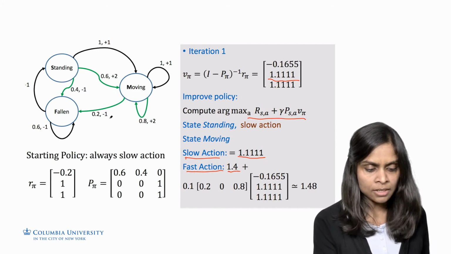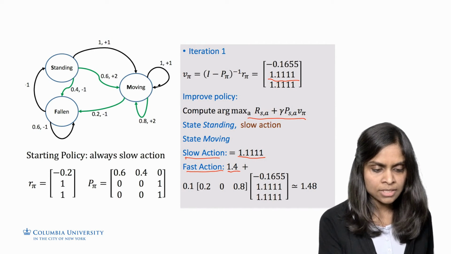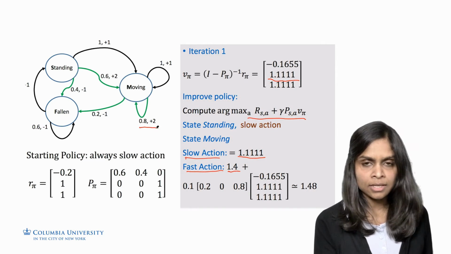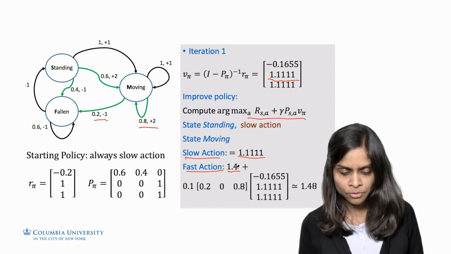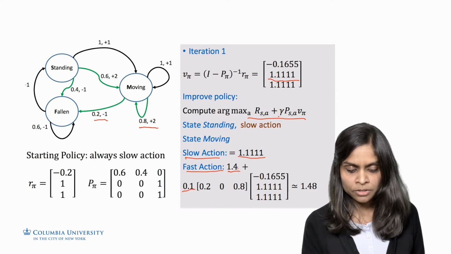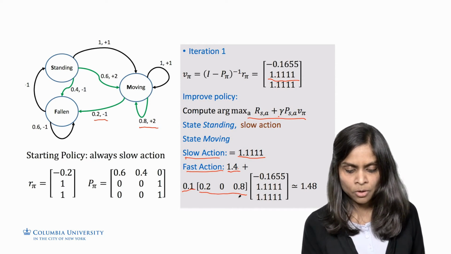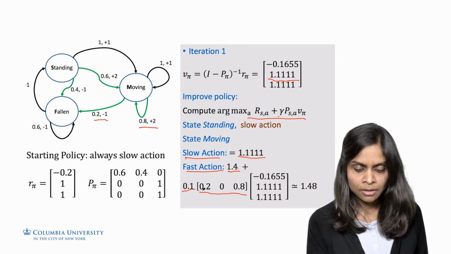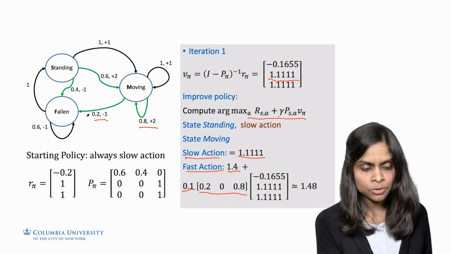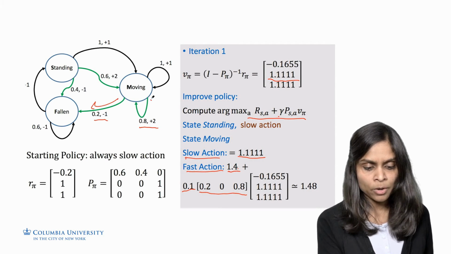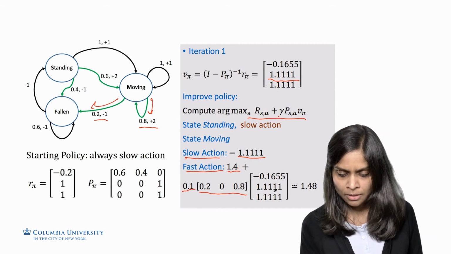The expected immediate reward is 1.4, as we can see from here. With 0.8, it is +2, and with 0.2, it's -1, so that's 1.4. Gamma is 0.1. The transition probability vector is given by this because with 0.2 probability, it goes to the fallen state, and with 0.8 probability stays in the moving state.